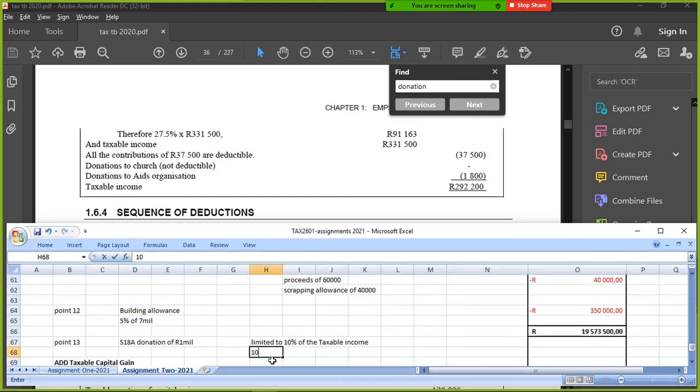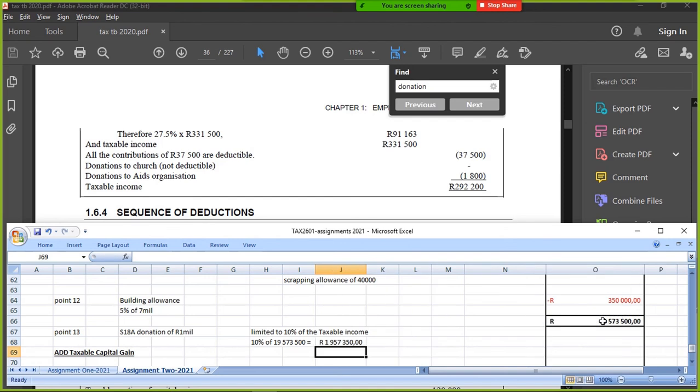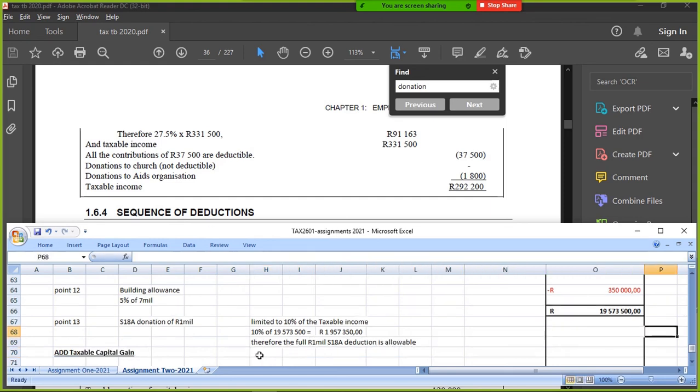All right, so 10% of 19,573,500 equals 10% of that figure. Okay, it gives me 1.9 million. So can I claim the whole thing? Yes, I can. Therefore, the full 1 million section 18A deduction is allowable. Make sense?